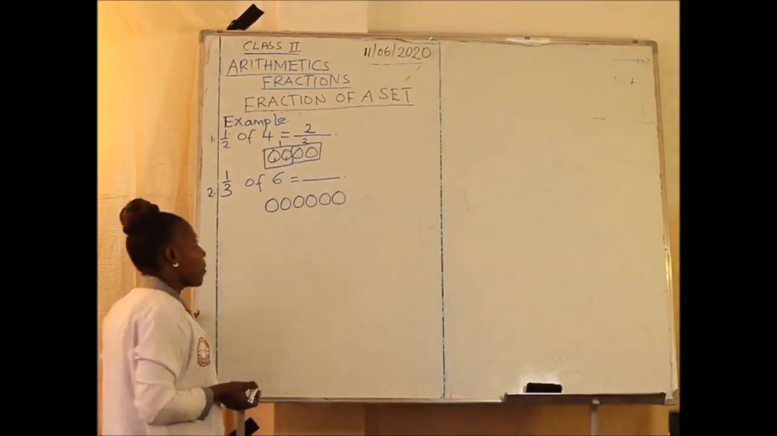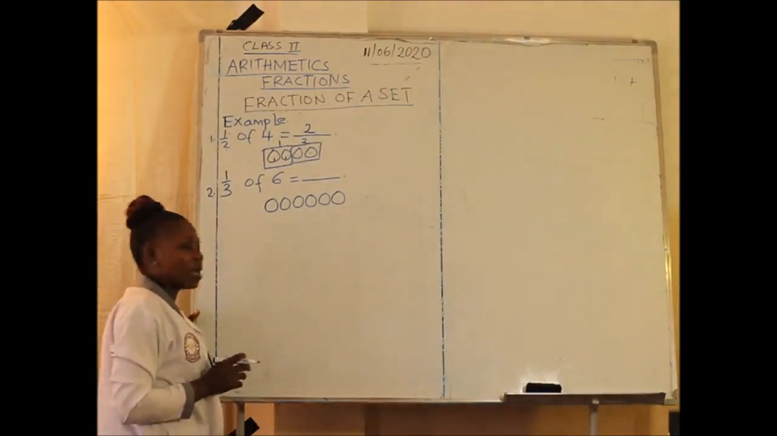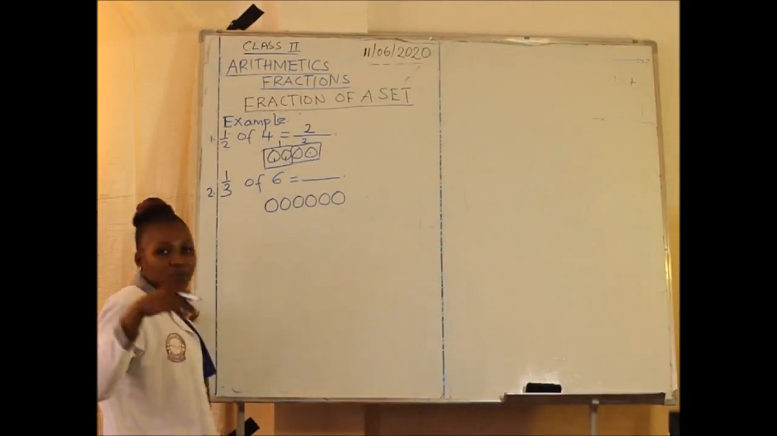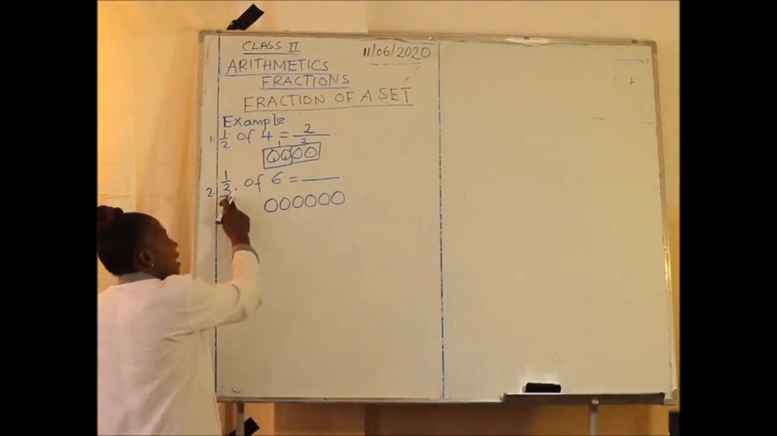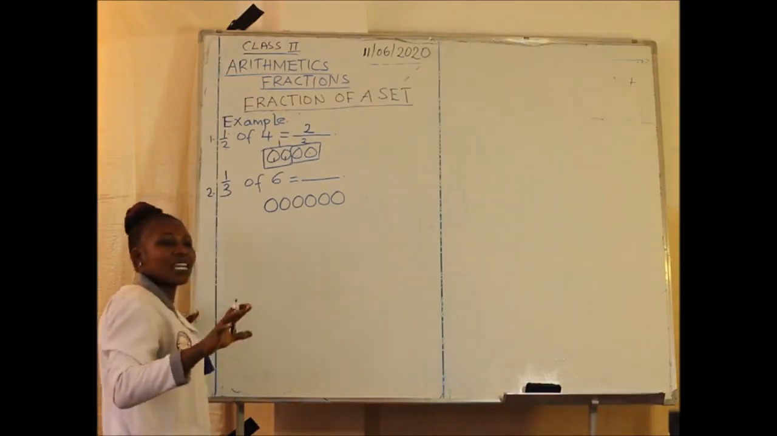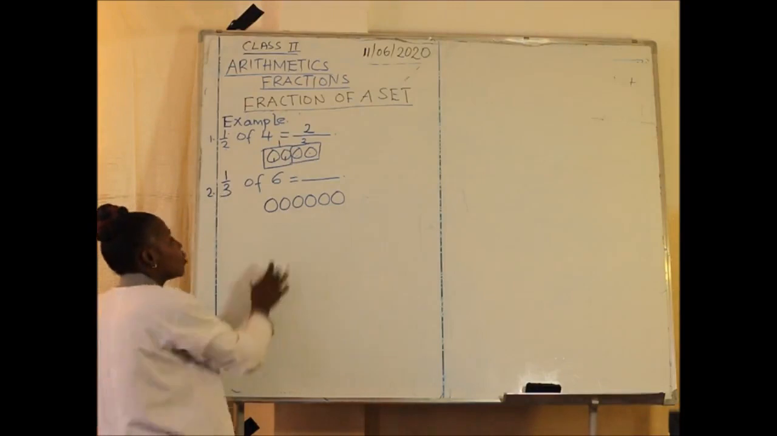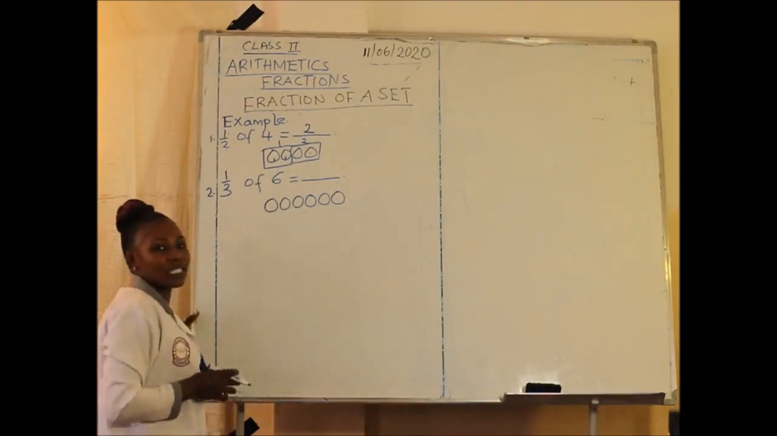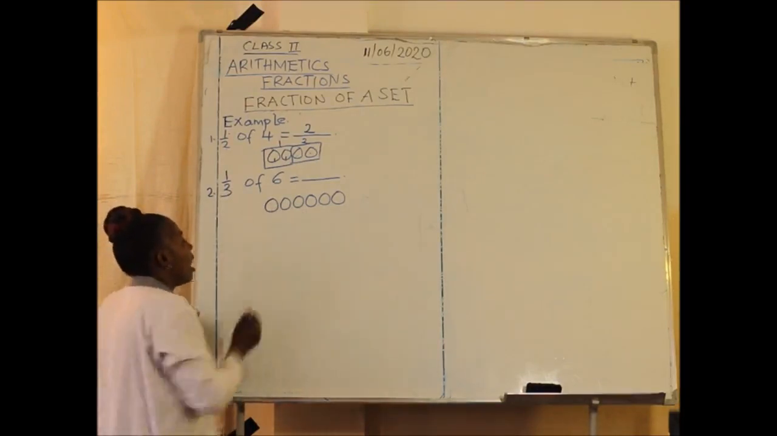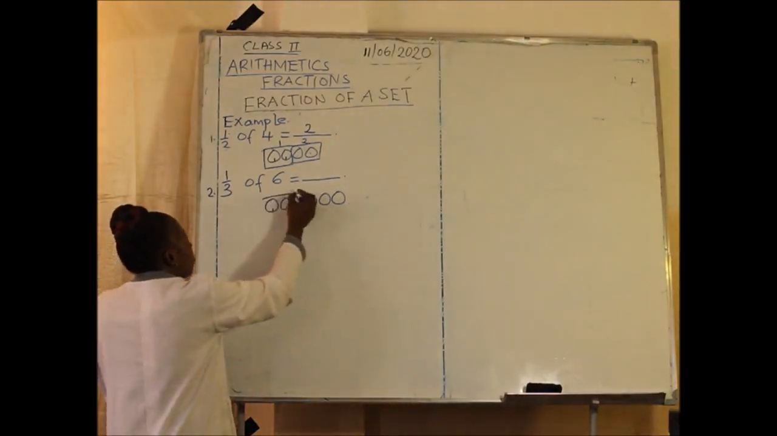The second step, you have to create groups of 3. Why groups of 3? As I already explained before, this 3 here, the bottom number, stands for the denominator, which means equal divided parts. Now we have to check those equal divided parts. How many do we have in 6? Now, we have 1, 2, 3. The first group.